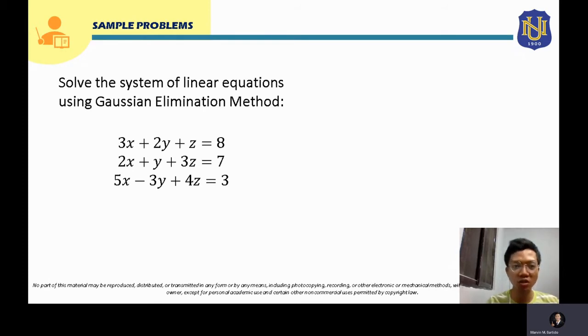Solve the system of linear equations using the Gaussian elimination method. We have here a system of linear equations: 3x plus 2y plus z is equal to 8, 2x plus y plus 3z is equal to 7, 5x minus 3y plus 4z is equal to 3. Using Gaussian elimination, we have to find the values of x, y, and z to solve this system of linear equations.